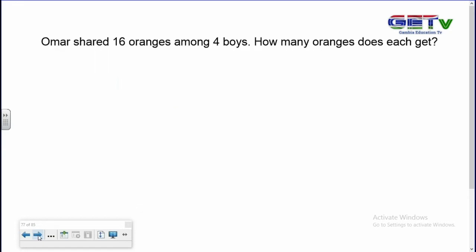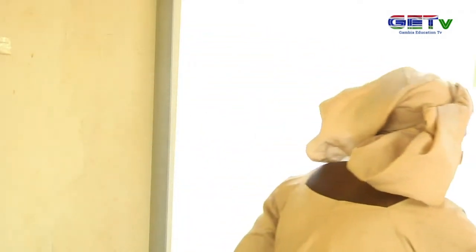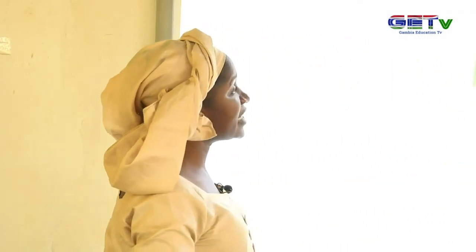Omar shared 16 oranges among 4 boys. How many oranges does each get? The division number sentence will be 16 divided by 4. And that is telling us how many 4s are in 16. How many 4s are in 16?